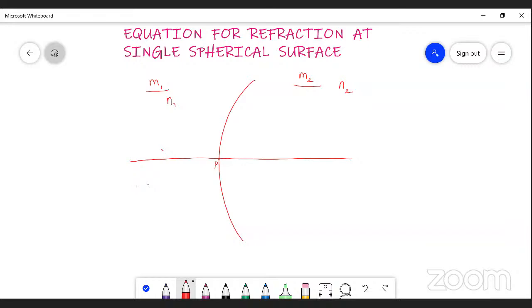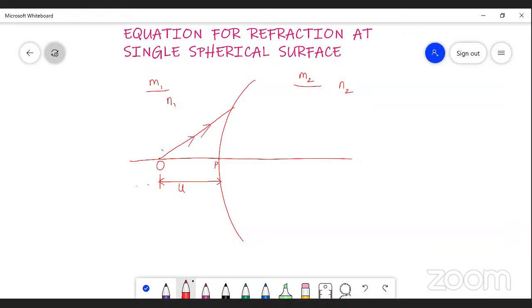The point object is placed at point O. This is the object distance. The distance between the pole and the object is the object distance. When the light from the point object falls on the spherical surface, the image is formed on the same side or the other side.